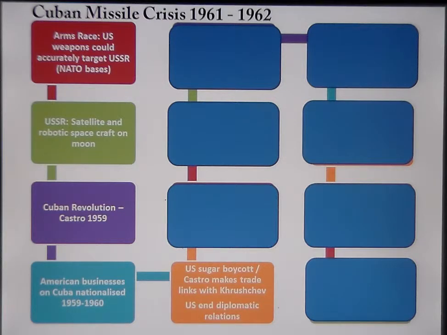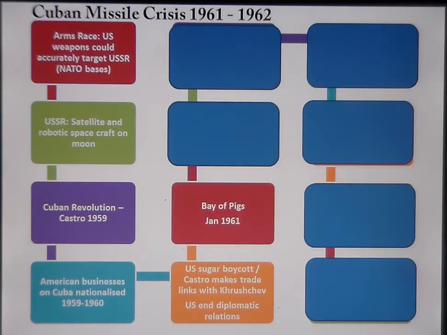And at this point the US end diplomatic relations, so there are no conversations, no discussions going on between them. And they followed it up by banning all trade with Cuba. So all American businesses in Cuba are nationalised.